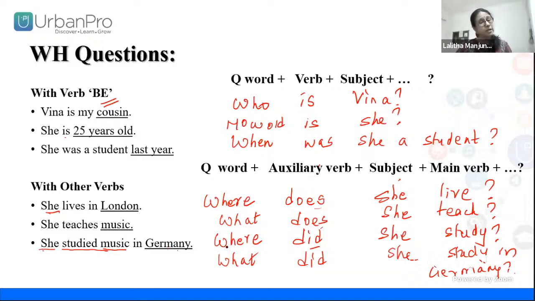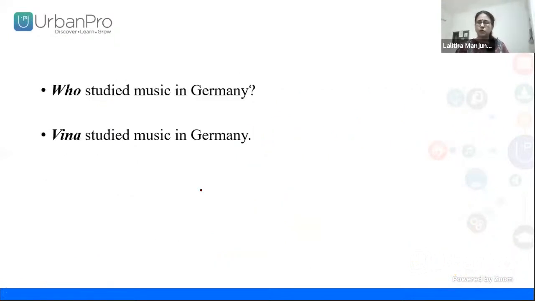When it is about Germany, I say where, right? So depending upon the information I need, I have to use the appropriate question word. Okay. So we have now seen yes, no questions, and we've also seen WH questions. Now look at this question. Who studied music in Germany?